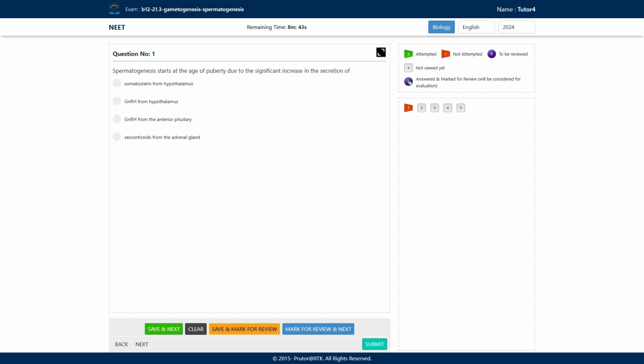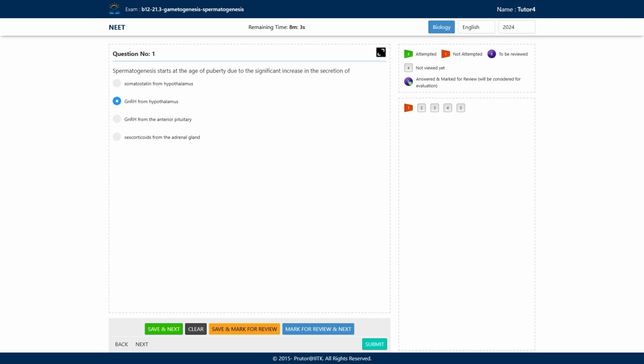The correct answer here will be gonadotrophic releasing hormone from the hypothalamus, which means option B is the correct answer. So what happens? The hypothalamus releases this hormone, gonadotrophic releasing hormone. This hormone stimulates the anterior pituitary to release gonadotrophins, which are known as follicle stimulating hormone and luteinizing hormone. So FSH and LH are released by the anterior pituitary because it is being stimulated by the gonadotrophic releasing hormone from the hypothalamus.